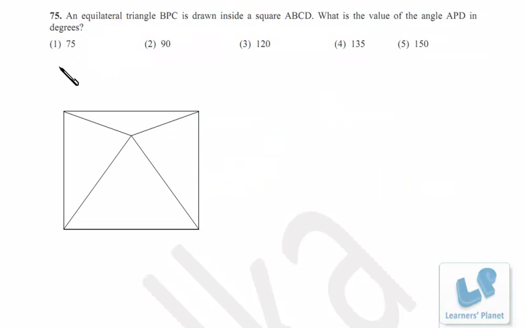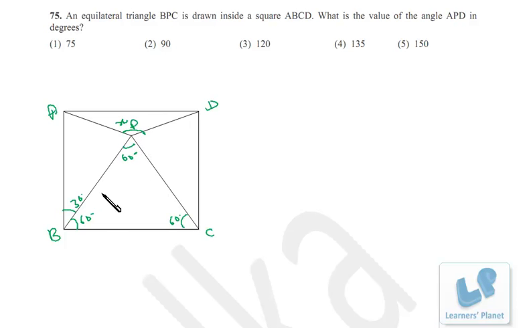Now, once again, the problem is from CAT 2006. An equilateral triangle BPC is drawn inside the square ABCD. What is the value of angle APD in degrees? Right? I just draw this square, this A, B, C, D, and this BPC, that is an equilateral triangle, right? Now this angle must be 60, this must be 60, this must be 60, right? And this must be 30. And we have to find out this angle.